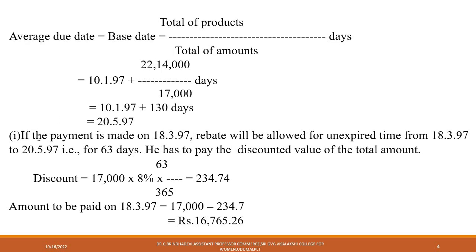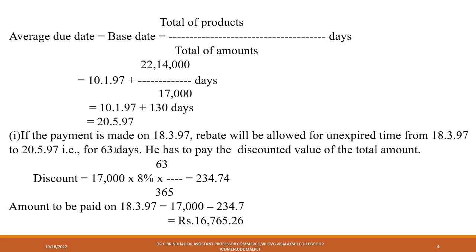The first situation is if the payment is made on 18th March. The rebate will be allowed for the unexpired time from 18th March to the average due date, that is 20th May. There are totally 63 days. He has to get the discount value of the amount for these 63 days. Now what is the formula? The total amount into rate of interest into number of days divided by 1 year. So 17,000 into 8 by 100 into 63 by 365.